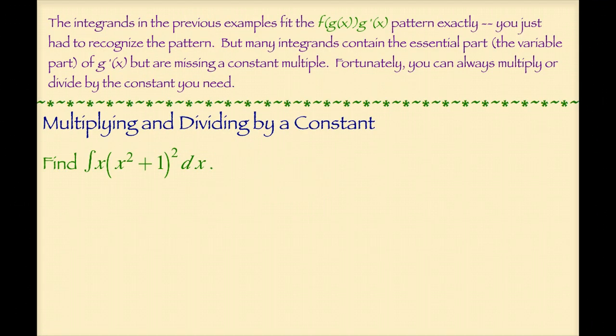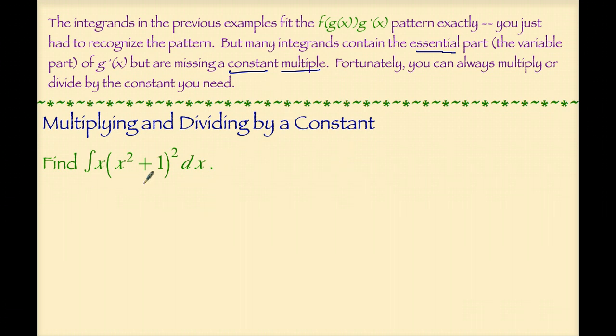The integrands in the previous examples fit the f of g of x, g prime of x pattern exactly. You just had to recognize the pattern. But many integrands contain the essential part, the variable part of g prime of x, but are missing a constant multiple. Fortunately, you can always multiply or divide by the constant you need. Let's apply this principle here.